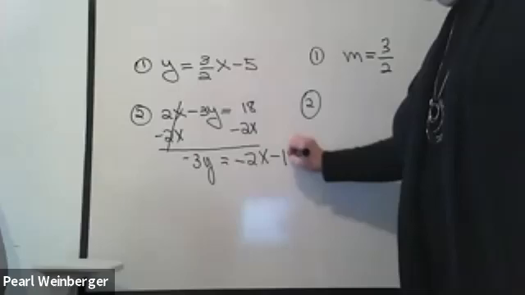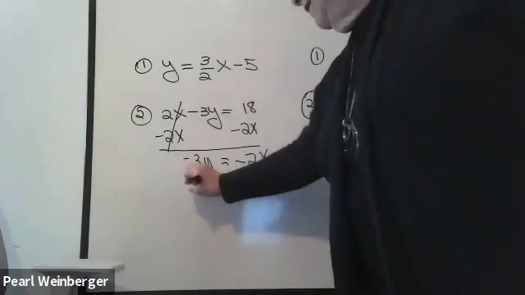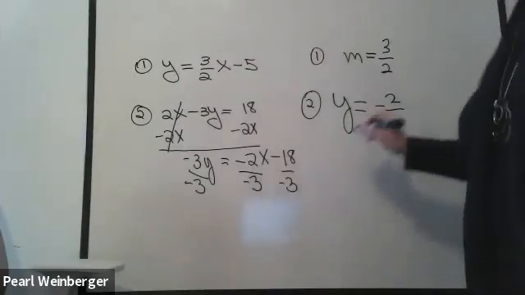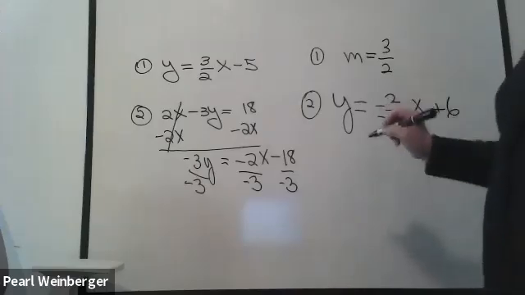Okay, are you finished? Is this good? You're saying the slope is -2? Go ahead. No, divide by negative 3. Okay, so what does that equation come out to be? Y equals -2 over 3 x, plus 6. Okay. So what is the slope of this line?